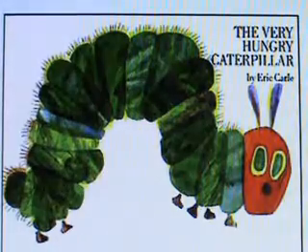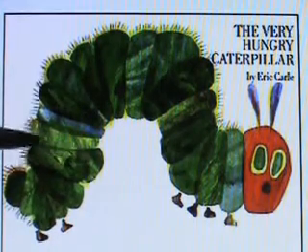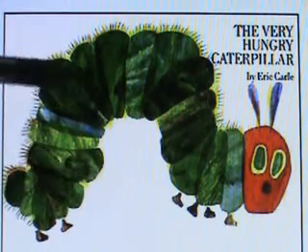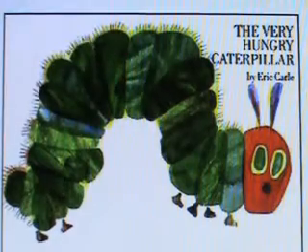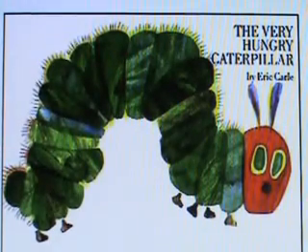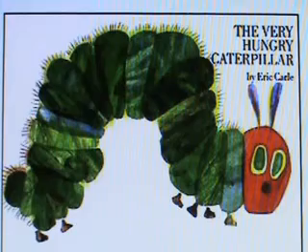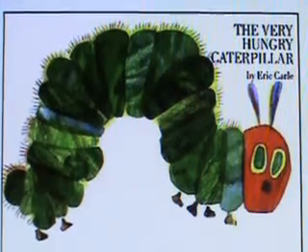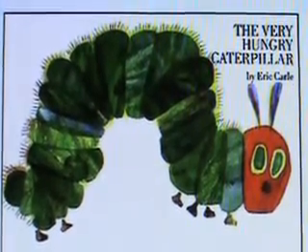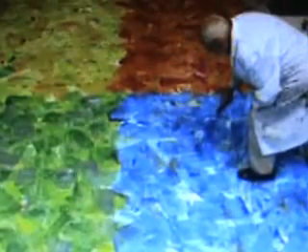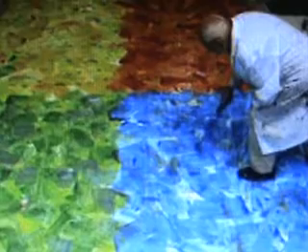He uses a technique called collage. He actually cuts out the individual pieces and then glues them all together. When you cut paper in little pieces and you glue them all together, that's called collage. And you know what else? He makes his own paper. Here he is making his paper, and that's what we're going to do right now.